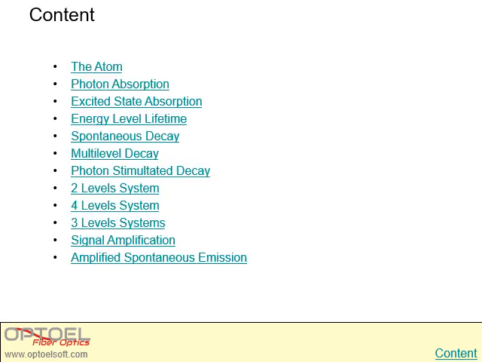This presentation starts with a very brief description of the atom, then covers various photon absorption and emission mechanisms. Then we will cover various energy level systems, and also if and how these systems may be used to amplify the light.